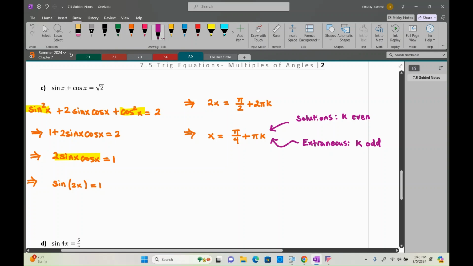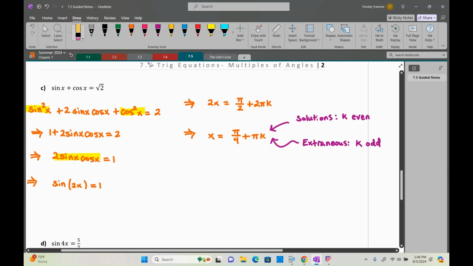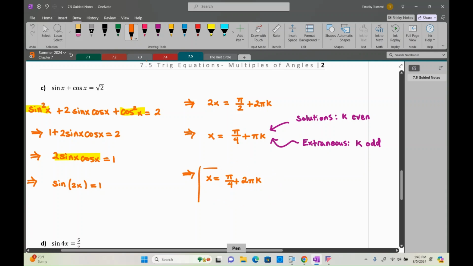Okay. And so then the question becomes, is there a good way for us to rewrite the case where k is even? And it actually ends up there is a way that we could do that. What we could do is instead say that x is equal to pi over 4, but instead of plus pi k, we'll just say 2 pi k, because now we're just going to add even multiples of pi, not the odd ones. Okay. So this would be how we could write our final answer here.